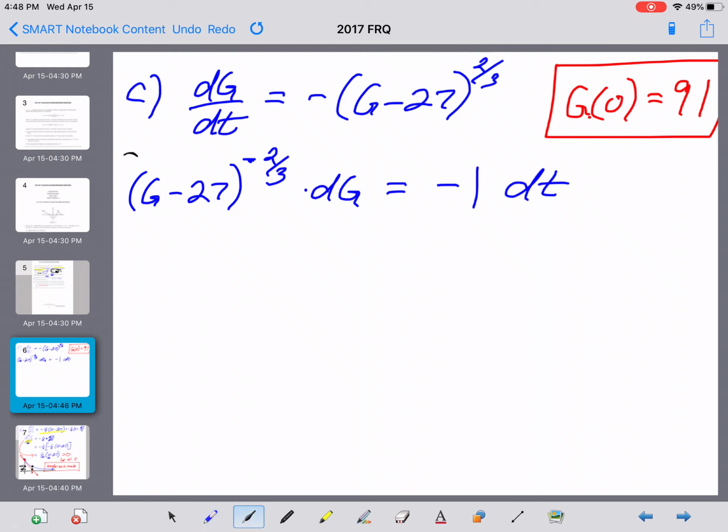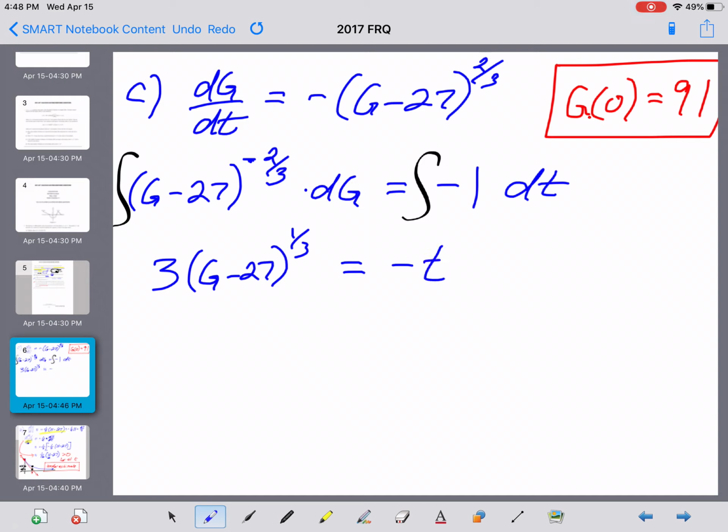And now that we've separated our variables, we're going to do an integral on the left and an integral on the right, and let's see what we can do in terms of anti-differentiation. On this left side, we've got a base to the negative 2/3 power. So the antiderivative of that is going to raise the exponent by 1. So we're going to have (g minus 27) now taken to the 1/3 power. We're going to divide by that new exponent of 1/3, which is going to put a 3 out in front. The derivative within is just 1, so we don't need to worry about anything there. That is going to equal, this right side is now going to become the opposite of t, and we'll put a plus C at the end of that.